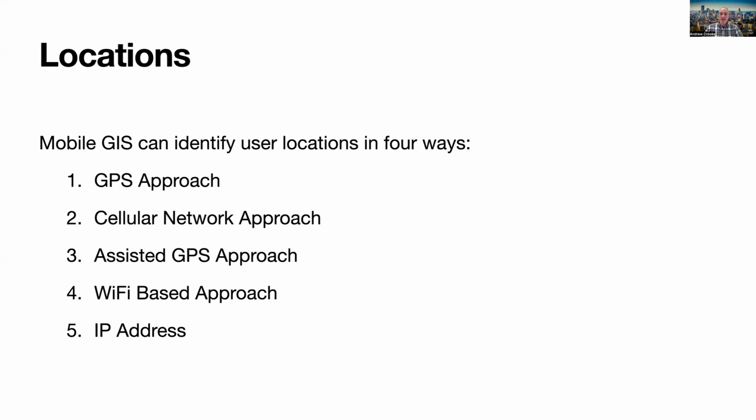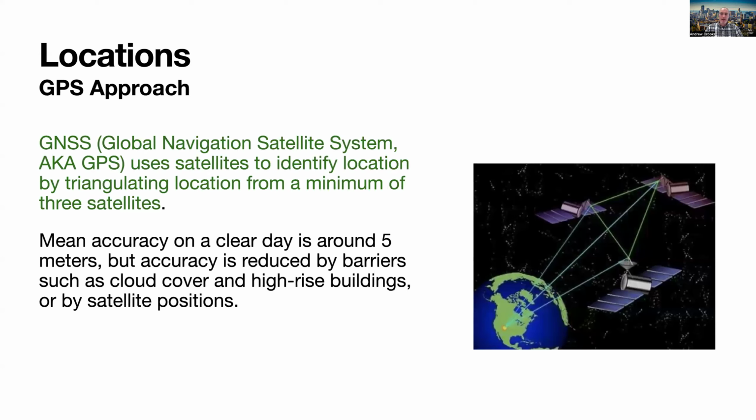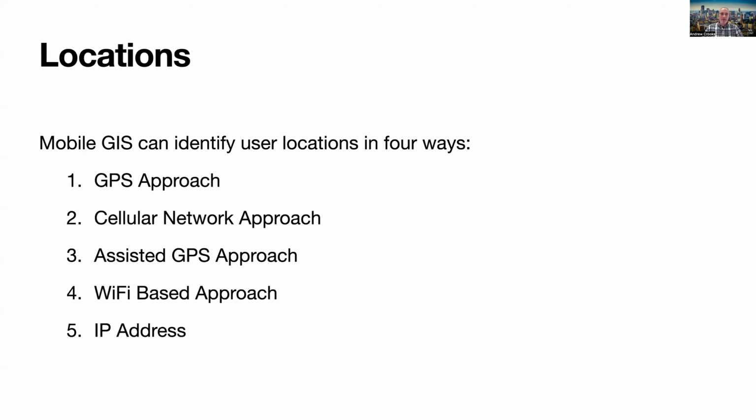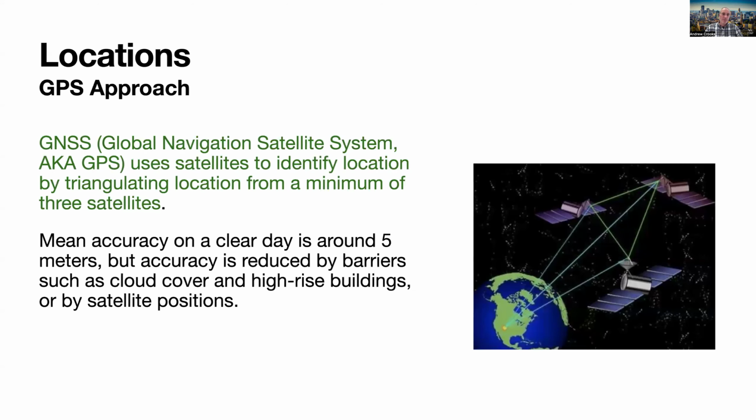So we can identify our locations based on many different approaches, and each one has their pros and cons, and also the number of devices that one can use. So a GPS approach is probably the one that you think of the most when you think of mobile GIS, that little blue dot that you see on your mapping applications that you're navigating around with your phone, for example.